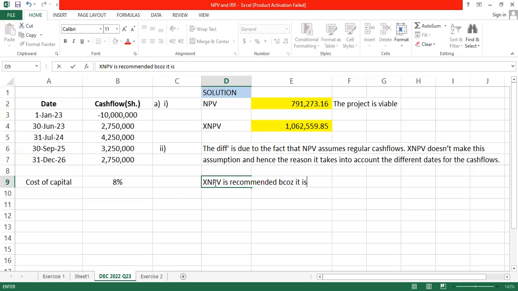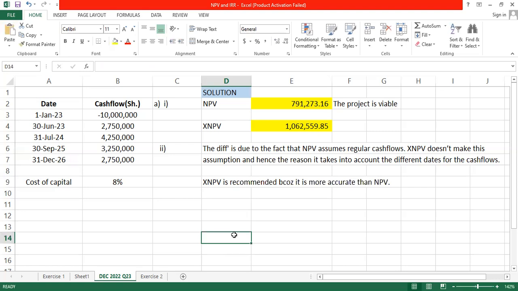Because it is more accurate than NPV. So that's the recommendation. The one we would recommend is of course the XNPV, because it is more accurate, given that it factors in the different dates, remember, for the different cash flows, yeah?